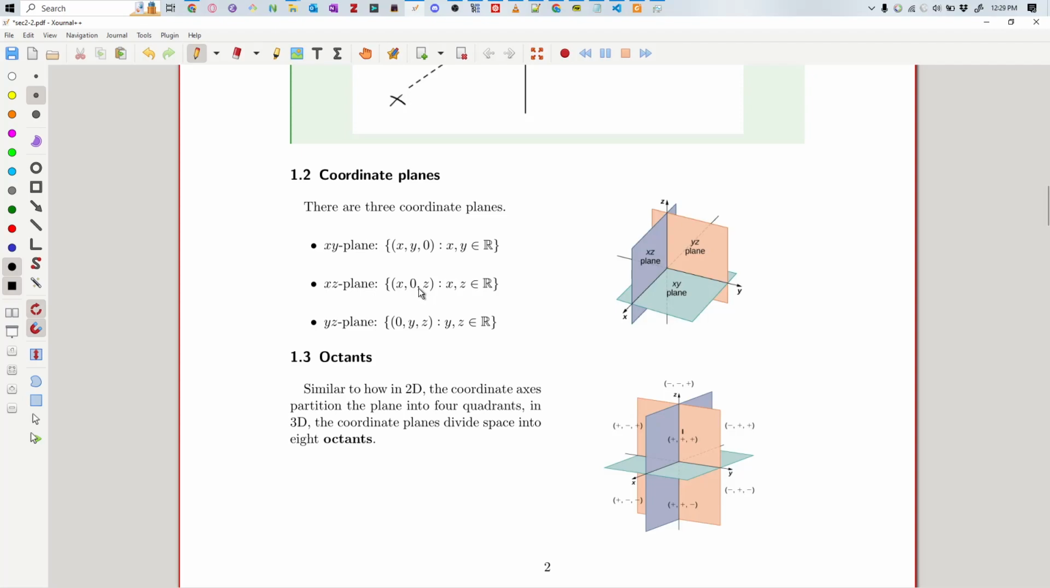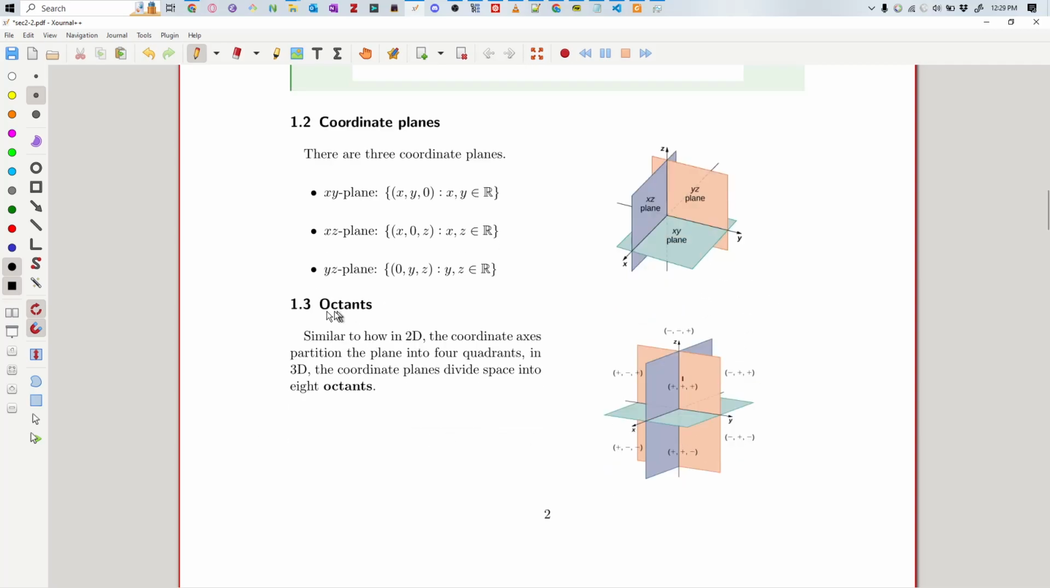XZ plane has the y coordinate being 0, x and z varying freely. And the YZ plane has the x coordinate being 0, y and z varying. And well, the illustration should help with visualizing how these things look like. Right? The xy plane contains the x and y axis. The xz plane contains the x and z axis. And yz plane contains y and z axis.